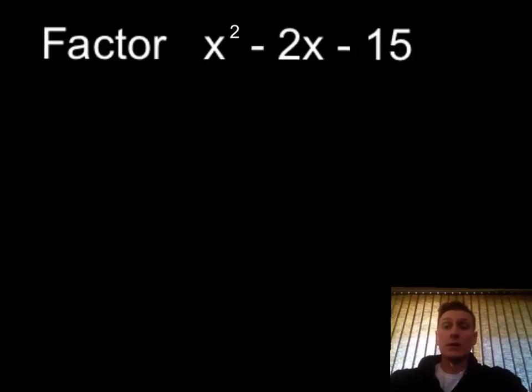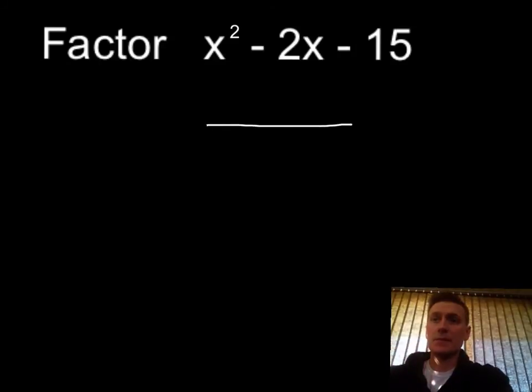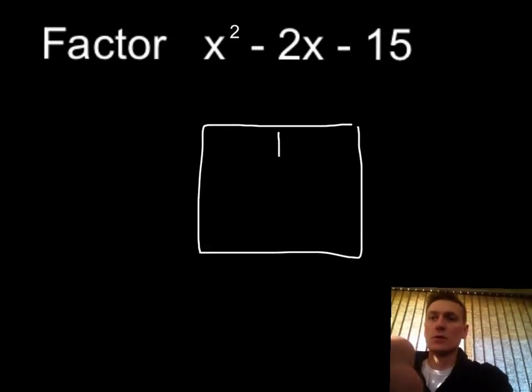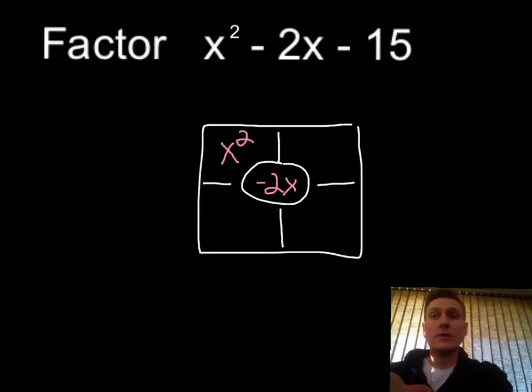Let's take a look at one last example, again using the box method. So the first step is, again, set up our box. 4 quadrants with the circle in the middle. What goes inside the upper left-hand corner of the box is our leading term of x squared. What goes in the middle of the box, the circle, is our middle term of negative 2x. And what goes in the lower right-hand corner of the box is our constant term of negative 15.